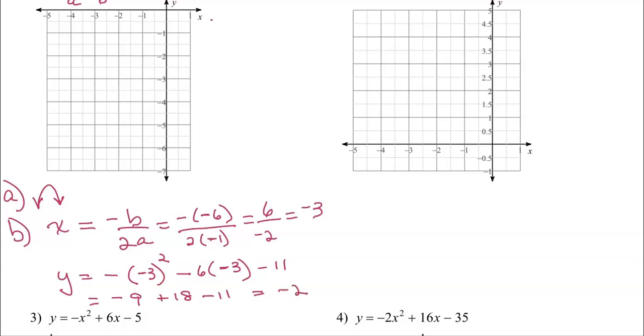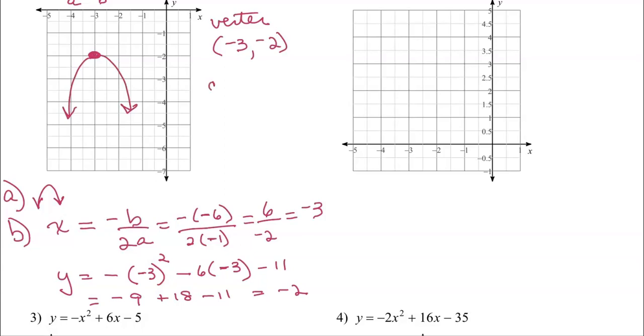So our vertex is therefore negative 3, that's the x value, comma, negative 2. Where is that? We'll go across negative 3, go down negative 2. It's right there. That's the vertex of our quadratic. And because it has to be downward facing, that's what it's going to be.